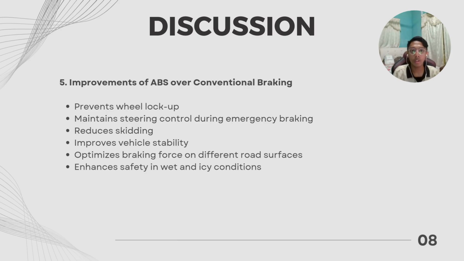Hello, my name is Abdul Qayyum bin Ahmad Shari, and now we will continue with question number 5. It is the improvement of ABS over conventional braking. First, ABS can prevent wheel lockup. Then, it can maintain steering control during emergency braking. Next, it can reduce skidding, improve vehicle stability, and optimize braking force on different road surfaces. Lastly, ABS can enhance safety in wet and icy conditions.